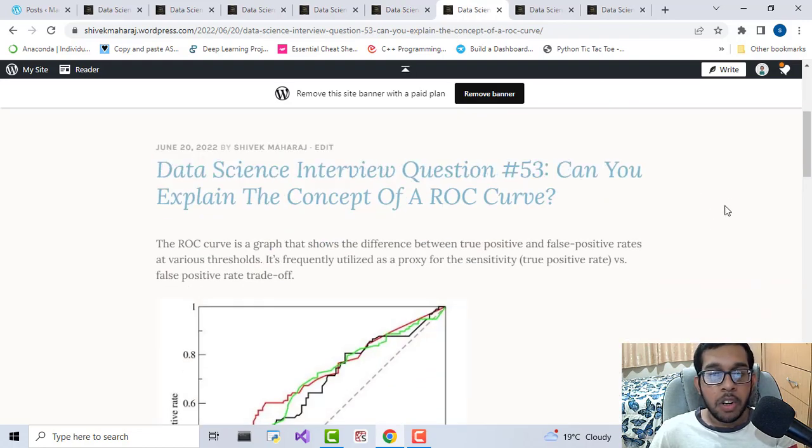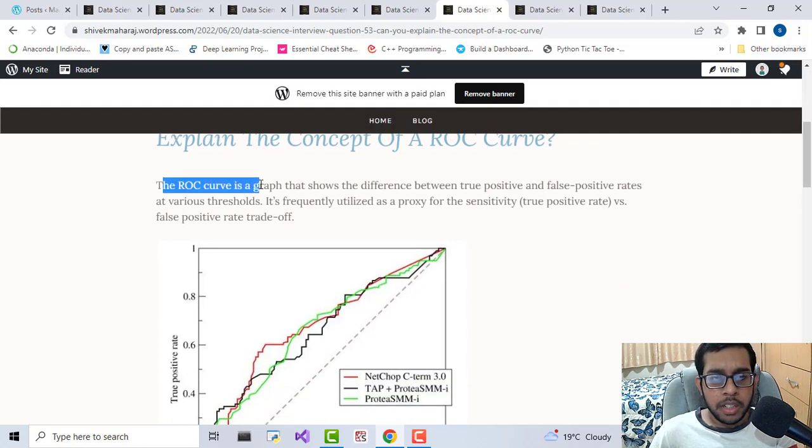Data science interview question number 53. Can you explain the concept of a ROC curve? The ROC curve is a graph that shows the difference between true positive and false positive rates at various thresholds. It's frequently utilized as a proxy for the sensitivity (true positive rate) versus false positive rate trade-off.